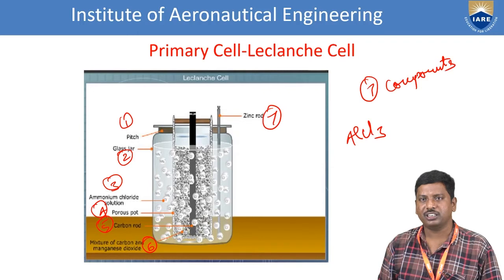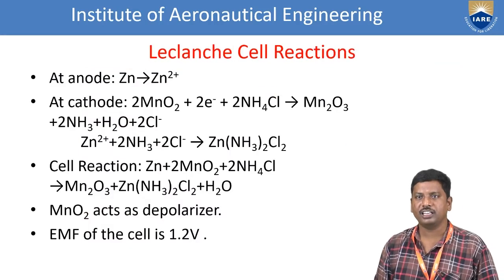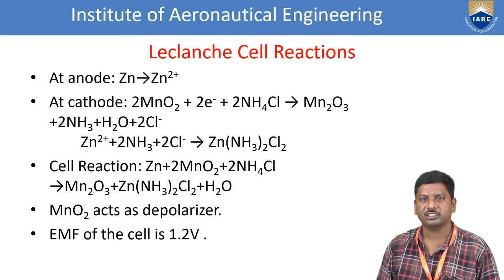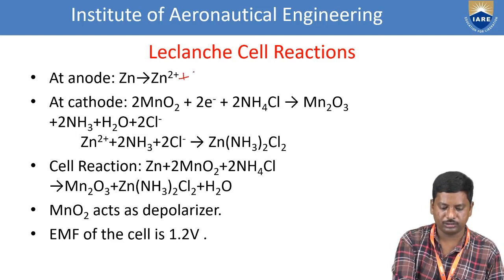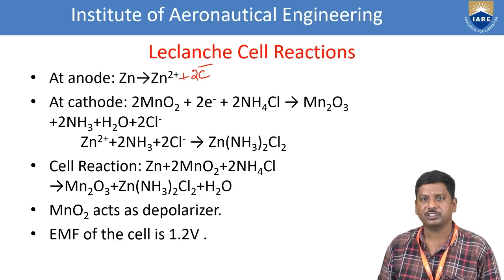The primary cell reaction is not reversible. Only the forward reaction is possible. That means chemical energy is converted into electrical energy only. So what reactions take place in the Leclanche cell? It involves both anode and cathode. What reaction takes place at the anode? It is an oxidation reaction: zinc loses 2 electrons. And at the cathode, what happens?